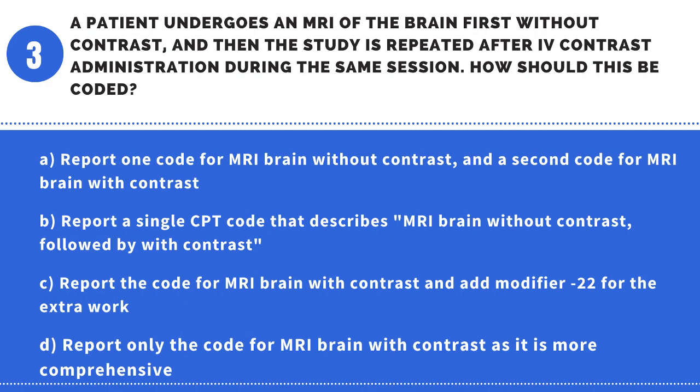Question 3. A patient undergoes an MRI of the brain first without contrast, and then the study is repeated after contrast administration during the same session. How should this be coded? A. Report one code for MRI brain without contrast, and a second code for MRI brain with contrast. B. Report a single CPT code that describes MRI brain without contrast, followed by with contrast. C. Report the code for MRI brain with contrast and add modifier -22 for the extra work. D. Report only the code for MRI brain with contrast as it is more comprehensive.